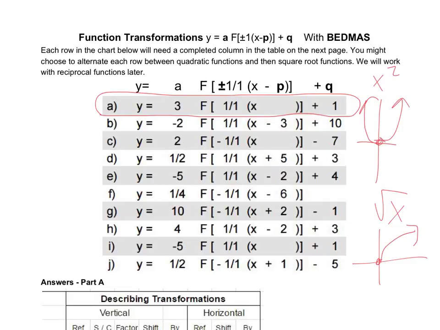Okay, so we take simple graphs and we transform them by applying mathematical operations that relate to BEDMAS and specific functions. In fact, we start all of these with a straight line that we transform into, for example, a quadratic or a square root function. So what I'm going to do is work through row I and row J with you, and then you're going to work through the rest of them.